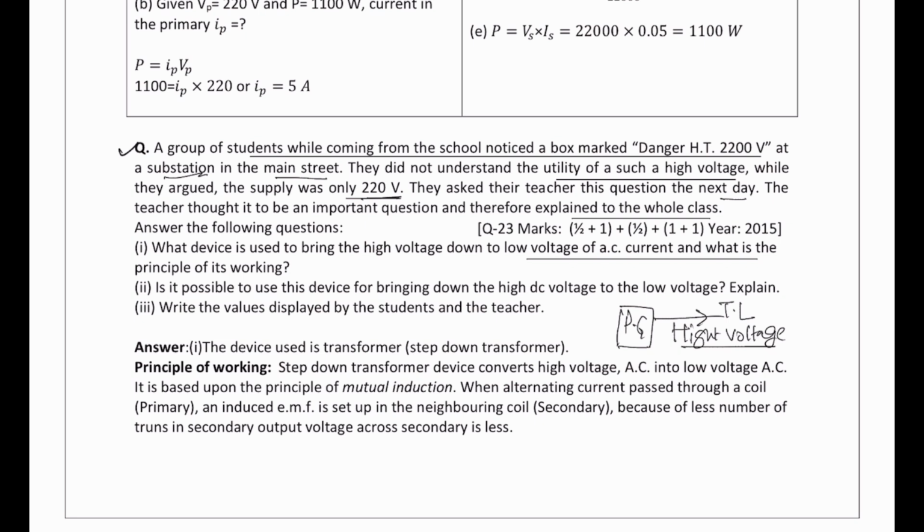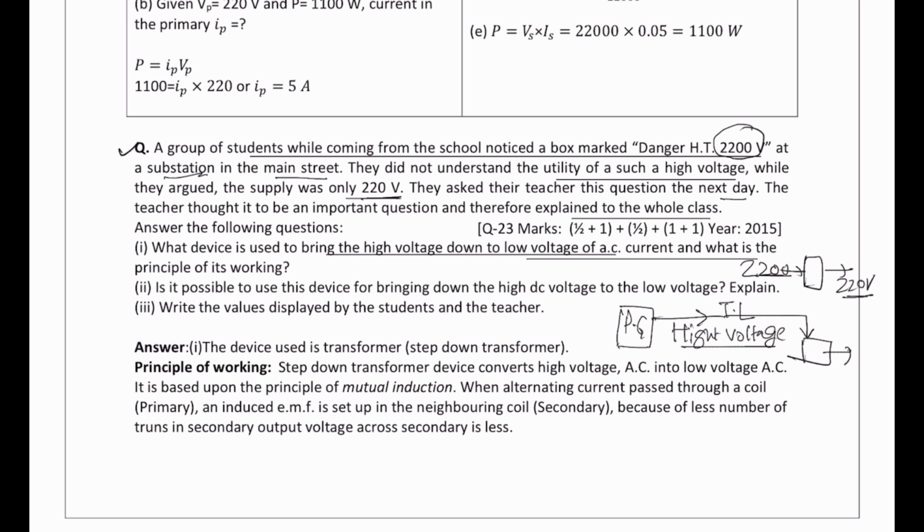We actually step up the voltage at the power station, and near our locality, near our residence, there is a step down transformer. It transforms 2200 volt to 220 volt. So the input is 2200 volt and the output is 220 volt. This type of device where the voltage is lowered is called a step down transformer. So this device is called a transformer, and high voltage down to low voltage is a step down transformer.